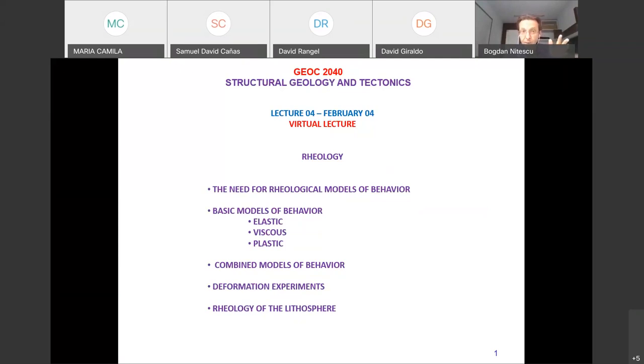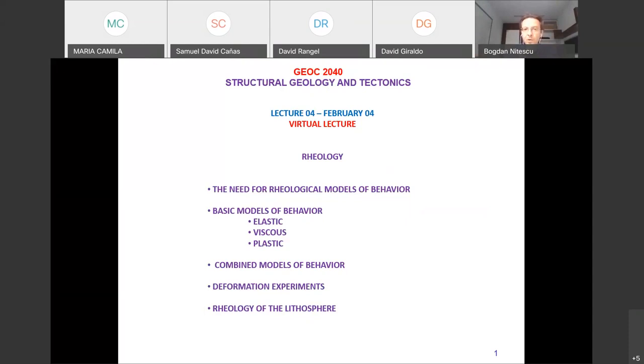where we see that rocks appear to flow, although they are solid. So we need to use some models. Models are simplified versions of reality. They divide reality into kind of compartments that we can grasp, and then we can combine them. So I'll show you the need for these models of behavior when it comes to rheology. And then the basic models, elastic, viscous, plastic; already you get an idea of how we combine them.